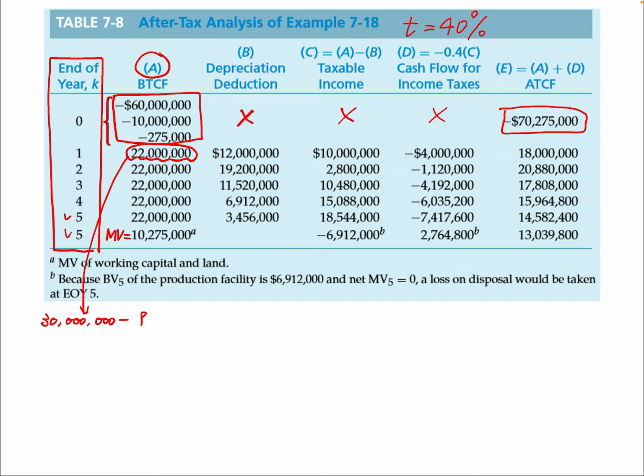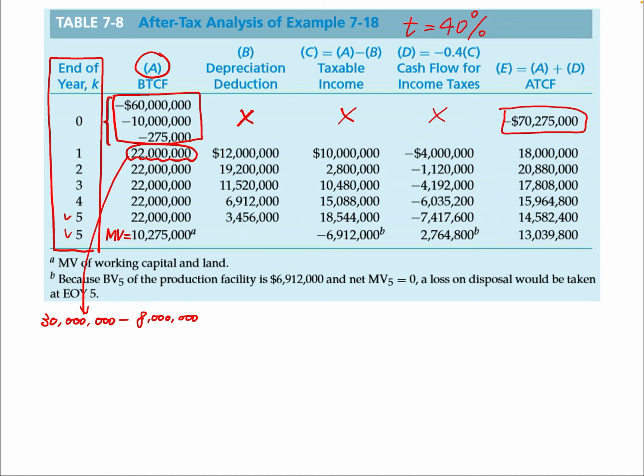30 million gross income minus the 8 million expenses for each year. Okay, because it happens each year, you're going to repeat this 22 million for every year for 5 years. That's why we have 5 22 millions here.